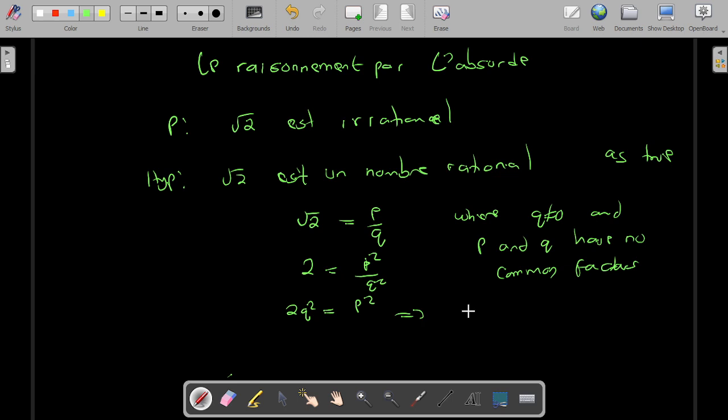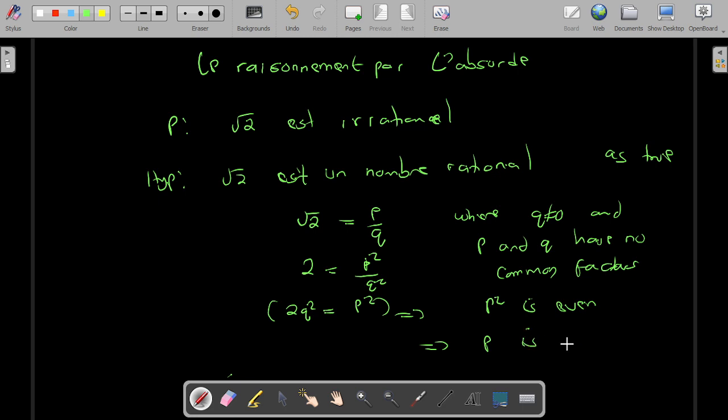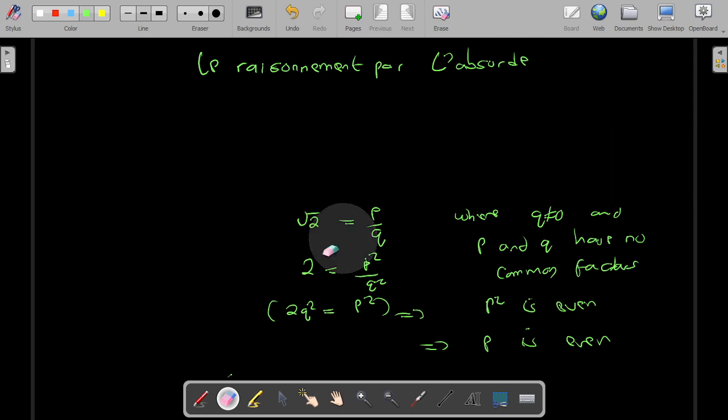Now this implies that p squared is even. In the first video, where we were talking about le raisonnement par contraposé, we showed an example that if n squared is even, then n is even as well. So this is also going to further imply that p is even. So let me just take care of the top part so that we can continue with our calculation.